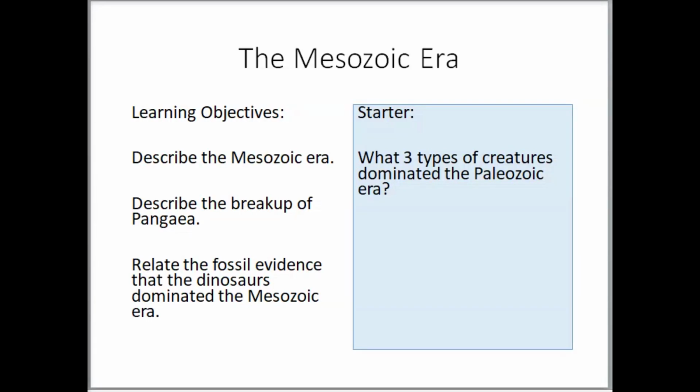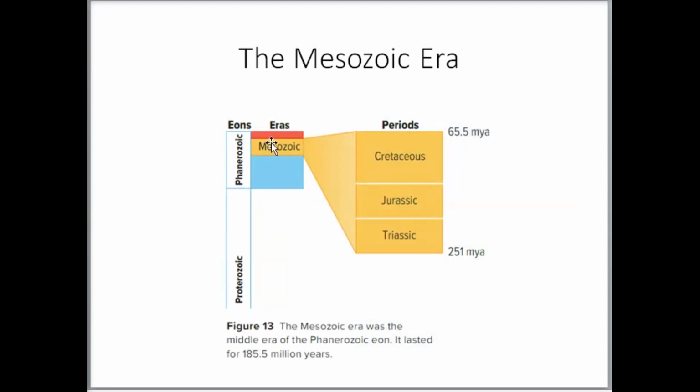Today we're going to be talking about the Mesozoic Era. Okay, now, in case you're wondering, this is the era after the Paleozoic. So you had the Phanerozoic Eon. We start off with the Paleozoic, and then we've got the Mesozoic. And this is divided up into three periods: the Triassic, the Jurassic, and the Cretaceous.